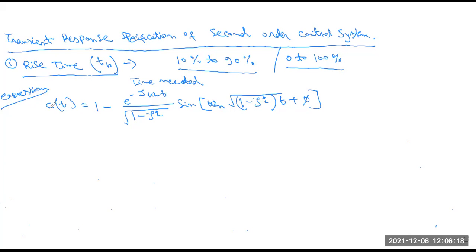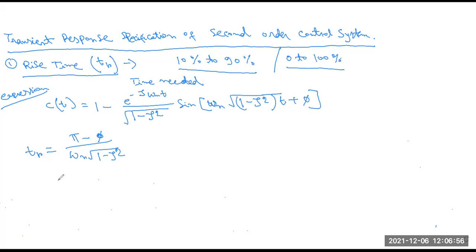Now we have to calculate the rise time equation, and in previous classes we demonstrated these equations step by step. We apply c(t) equals 1 and then calculate the value. Finally the value comes, which is the rise time t r equals pi minus phi divided by omega n root over of 1 minus zeta square.